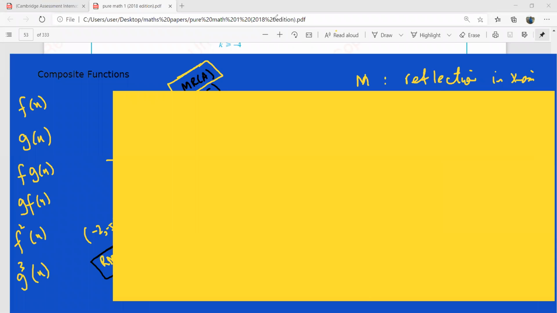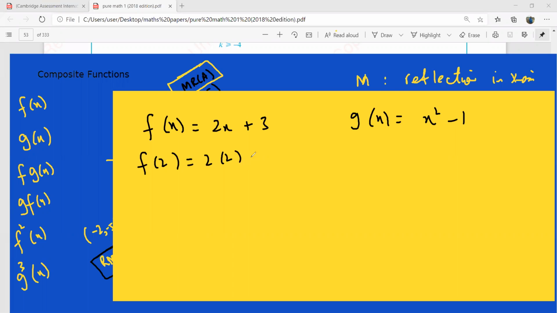I will not be writing the domains now. We're just going to focus on the expressions. Suppose you have f of x, which is 2x plus 3, and g of x, which is x squared minus 1. You know how to find f of 2. That is 2 into 2 plus 3. You know how to find f of a, that is 2a plus 3. You know how to find f of a plus 1, so that will be 2 into a plus 1 plus 3.